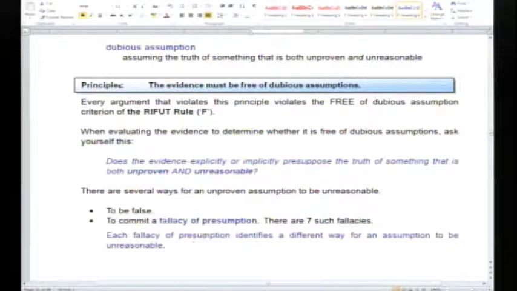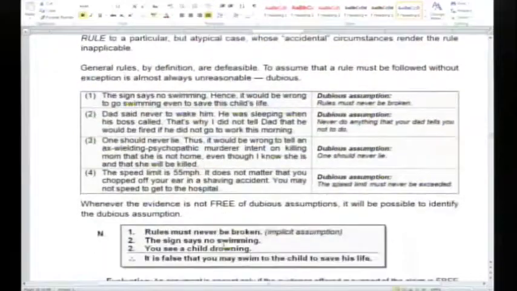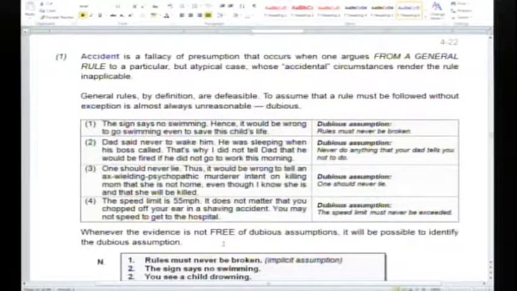So the fallacies of presumption, you'll always be able to identify something that's being presupposed, not necessarily stated explicitly, but where that presupposition is dubious, that is, it's unreasonable. So the fallacies of presumption identify ways in which assumptions can be dubious. One of them occurs when you argue from a general rule, but you apply it to an atypical case where the rule doesn't apply. The fallacy is called accident.